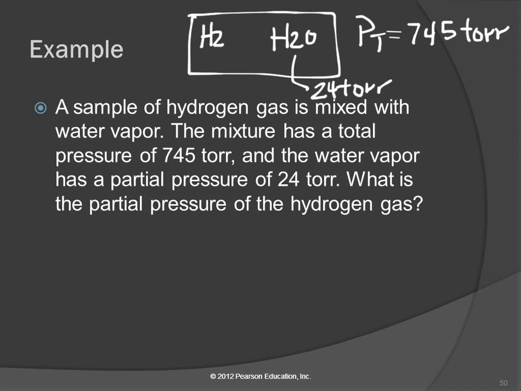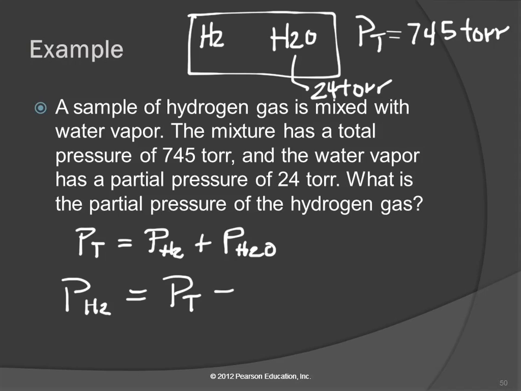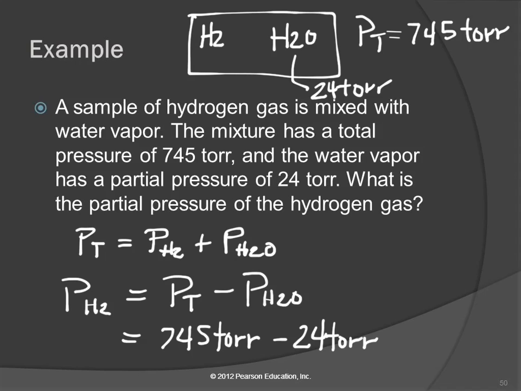So how do we write that out? Well, Dalton's law says that the total pressure is equal to the partial pressure of each gas. So that's the pressure of the hydrogen plus the pressure of the water. And so that means that the pressure of the hydrogen is equal to the total minus the other one. So the total is 745 torr. The pressure of the water, we're told, is 24. So then we end up with 721 torr is the pressure of the hydrogen gas.